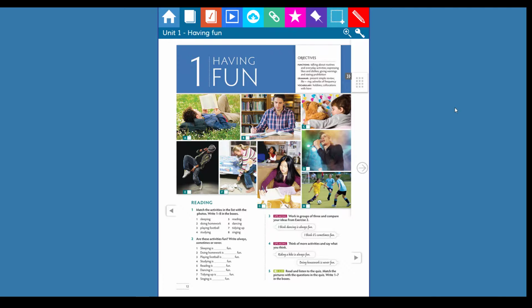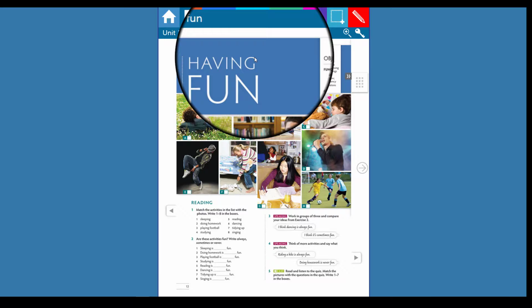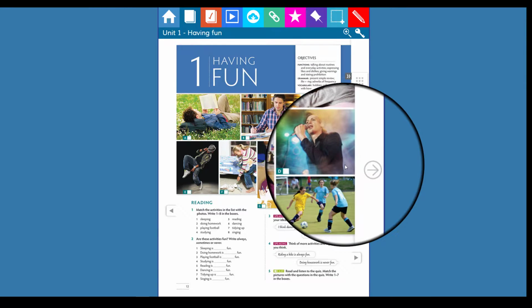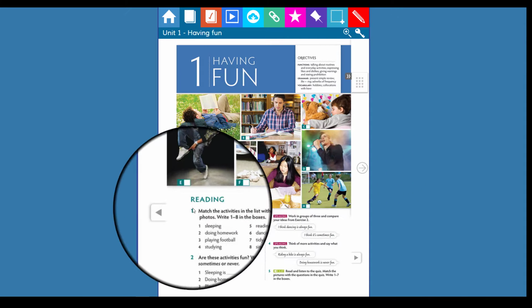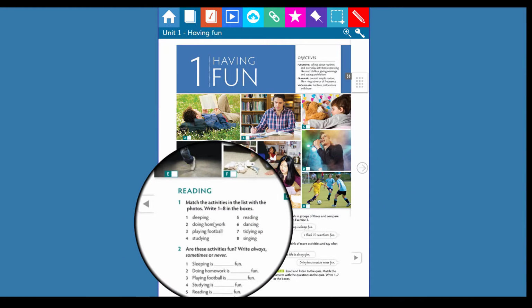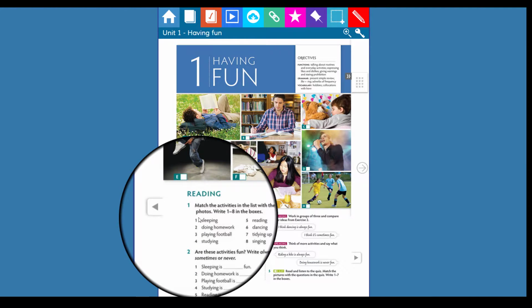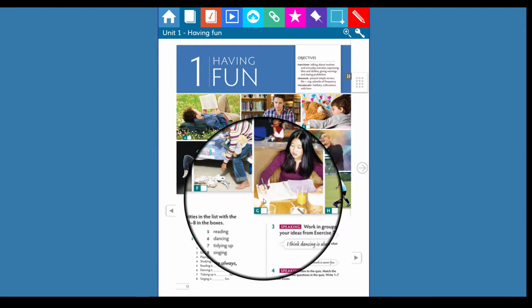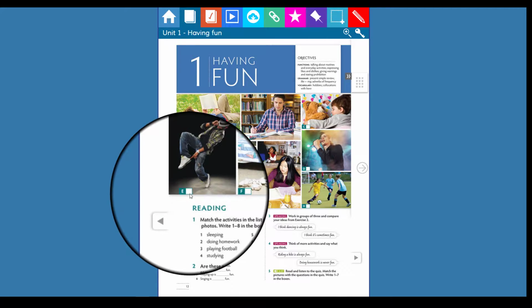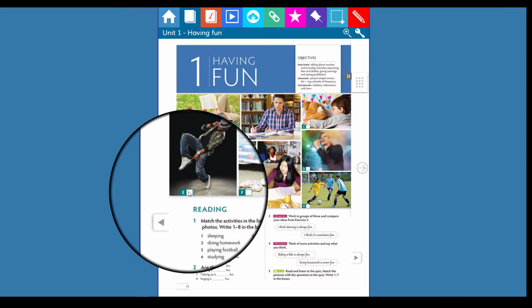Okay, so I need you to please open your student books on page number 12. And we're going to start with unit number 1. This unit is called Having Fun. And you're going to see different pictures of people doing different activities. In the first activity, you have to match the activities in the list with the photos. Write 1 to 8 in the boxes. These are the boxes, so you have to put the correct number next to the letter.